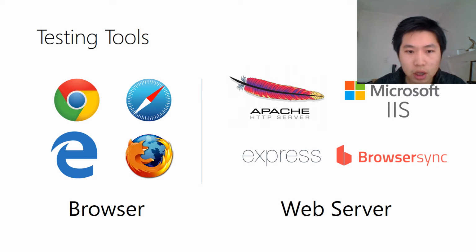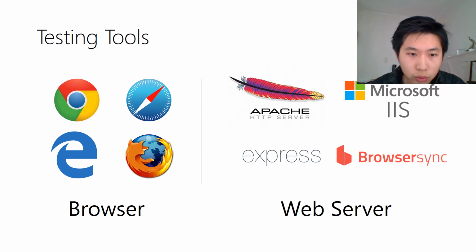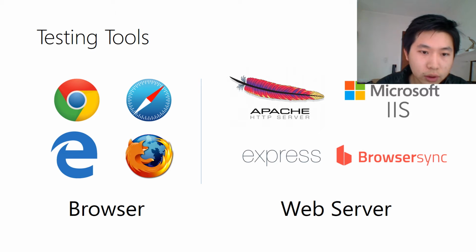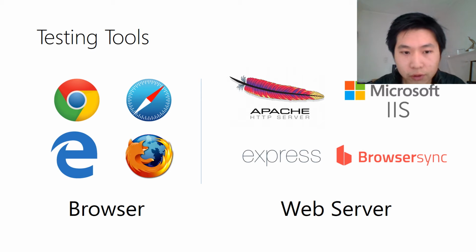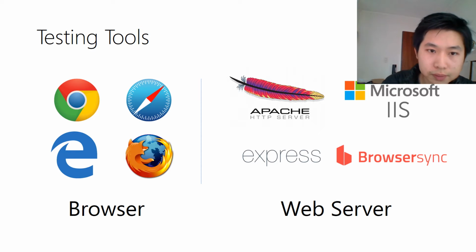And of course you can test your web pages just by double-clicking the HTML file and opening it up in the browser. But for more complicated applications like the one we'll be building, you won't be able to use some of the features because web browsers block a lot of JavaScript features by default for security reasons. So for that, you will be using a web server.